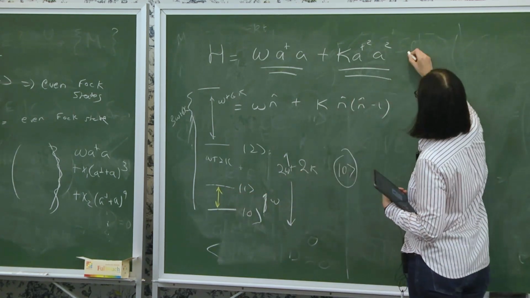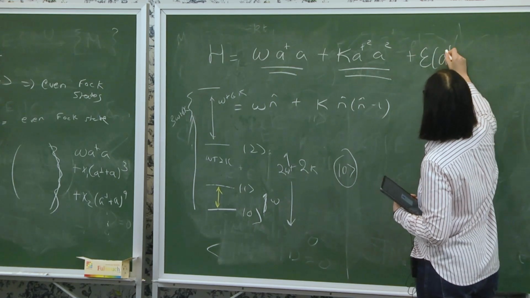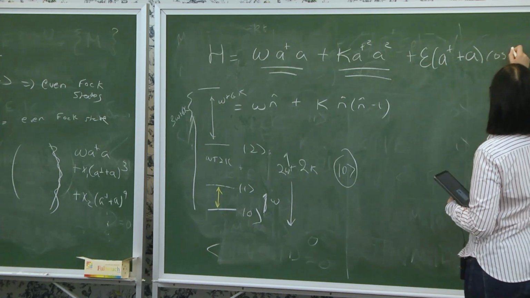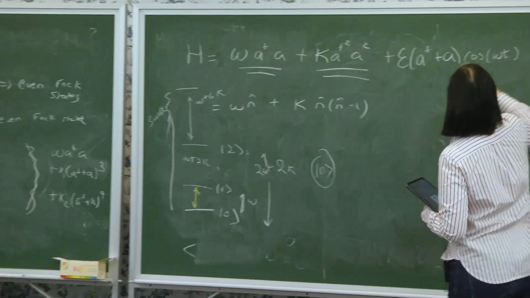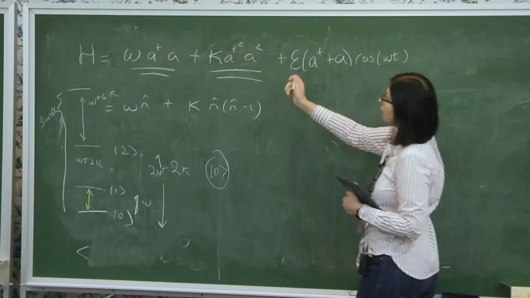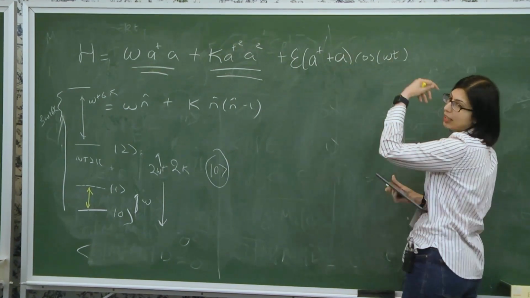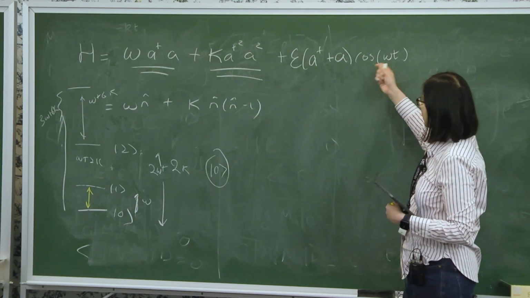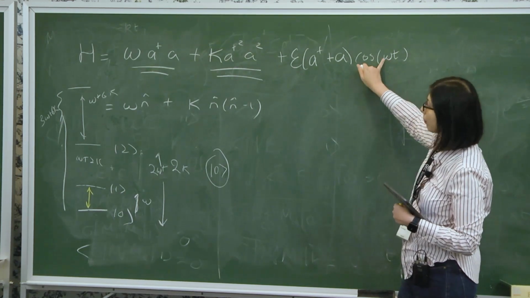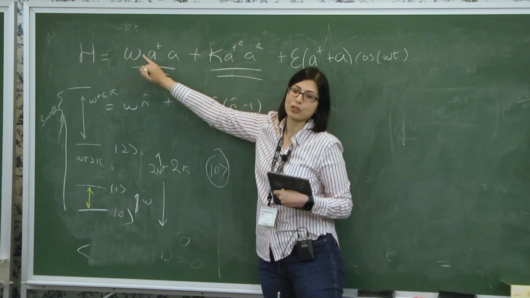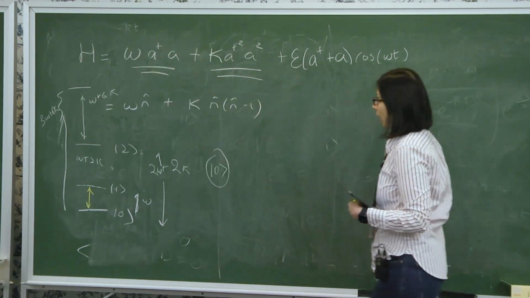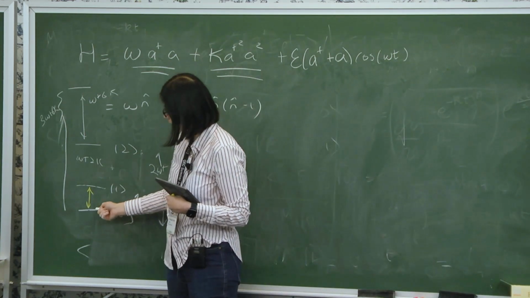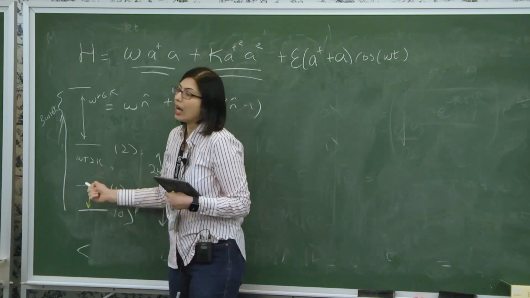One simple way to do this is just add a linear drive, like so, and I will apply it at a frequency omega. So this is a classical drive. Just imagine a laser driving your nonlinear mode. If you apply such a classical drive at the frequency omega, which is the same as the frequency of the oscillator here, then this will only drive the qubit between the states 0 and 1.